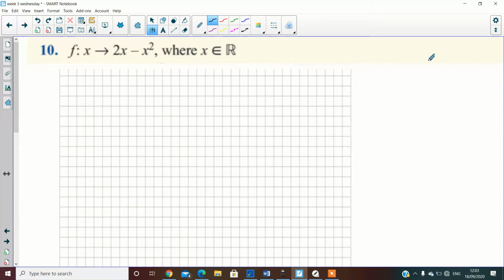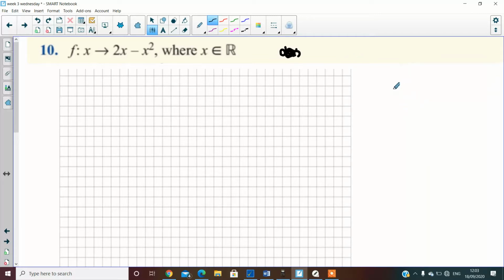Function here. What are the points? What's the range? What's the domain for this? I'll just sketch it. So I would put it into the calculator from -10 to +10, and I'll write down some key points.